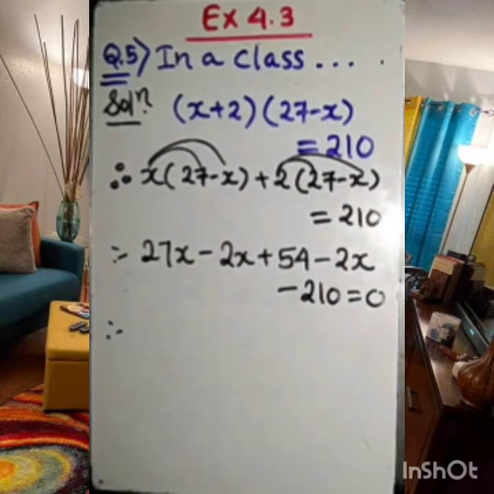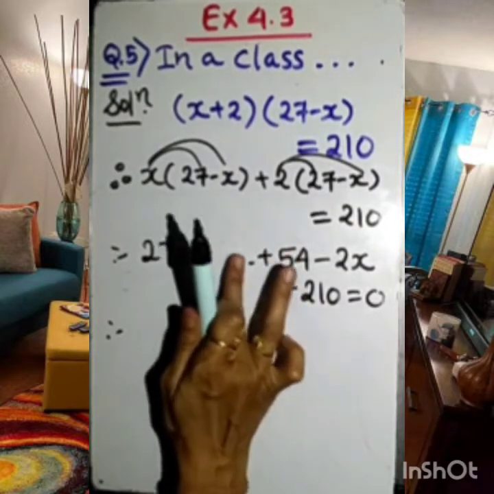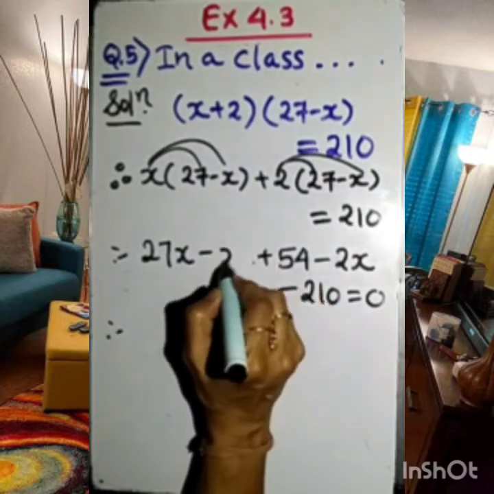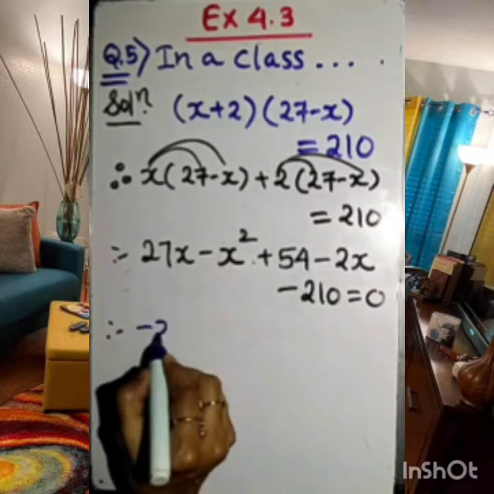Now let's work out on this. Here I made a mistake. I am correcting it. X into X is X square. Okay, it is not 2X. By mistake I have written that. So it is X square. Got it? Now let's simplify here. This is minus X square. Let it be as it is.